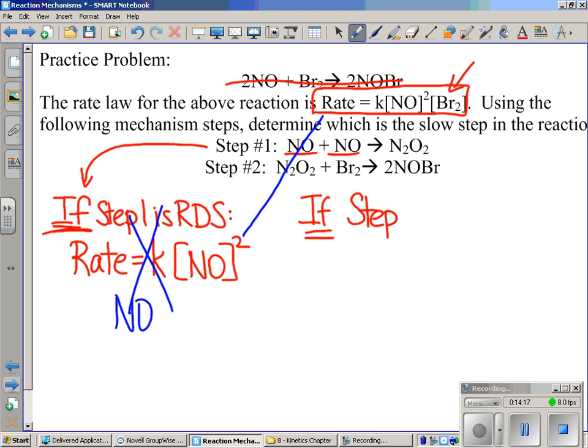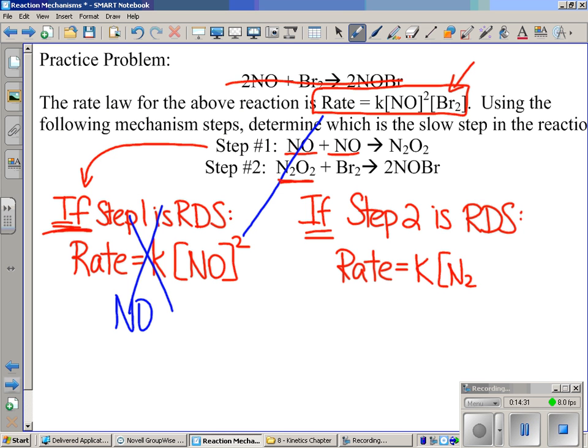Okay, so we're going to say if, because we still don't know, step 2 is the rate determining step, then let's write what the rate law would be. It would be rate equals K times the concentration of the first reactant in step 2, which is N2O2, times the concentration of the second one, Br2. And notice there's ones in front of each one of those, so the exponents are both ones. Now, this rate law right here still doesn't match, but that's because we're dealing with an intermediate.